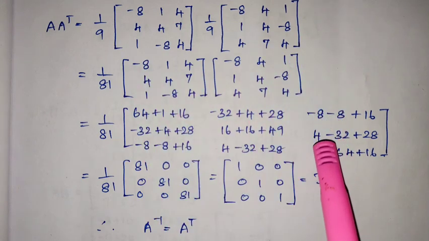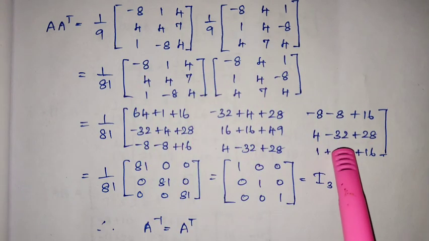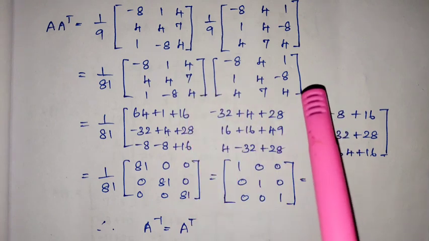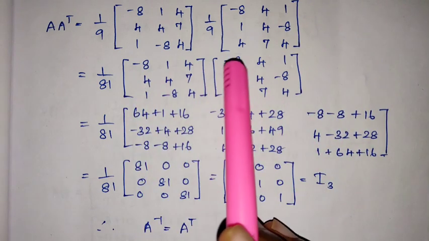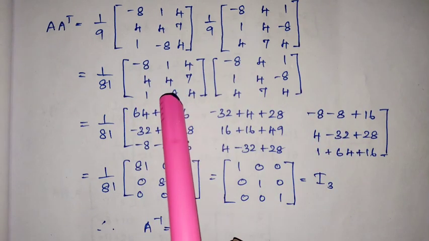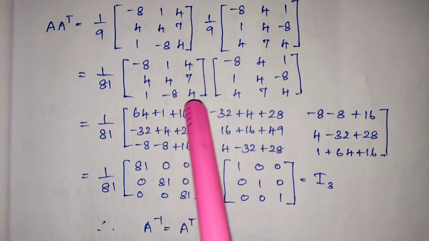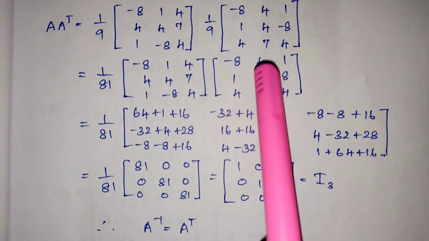4 into 1 is 4. 4 into minus 8 is minus 32. 7 into 4 is 28. 1 into minus 8 is minus 8. Minus 8 into 1 is minus 8. 4 into 4 is 16. 1 into 4 is 4.